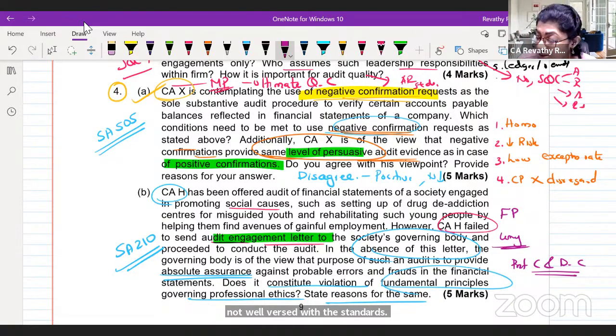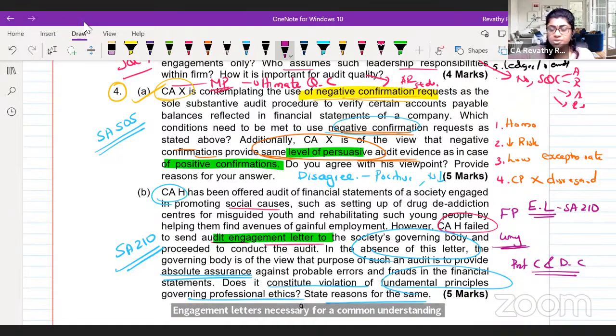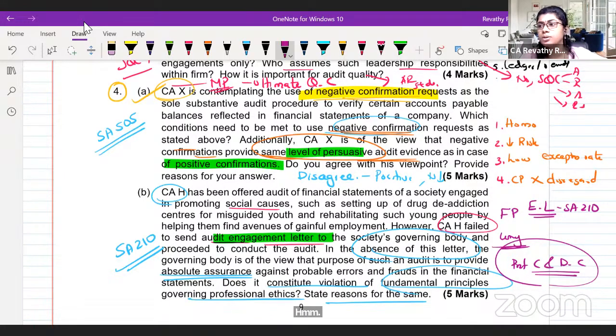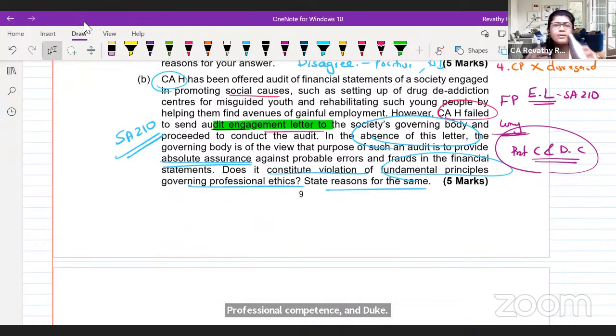So here, before you start writing this, you will write SA 210 engagement letter. Engagement letter is necessary for a common understanding to establish preconditions, stating the scope of audit. In the present case, auditor H, CAH did not give, meaning he is not complying with the technical, ethical, competence he is not exercising. Therefore, he has violated professional competence and due care. Not behavior. Behavior means something discredit, disrepute, shame. It's not shame, no. Next day newspaper, it won't come because it's not shame to the profession.